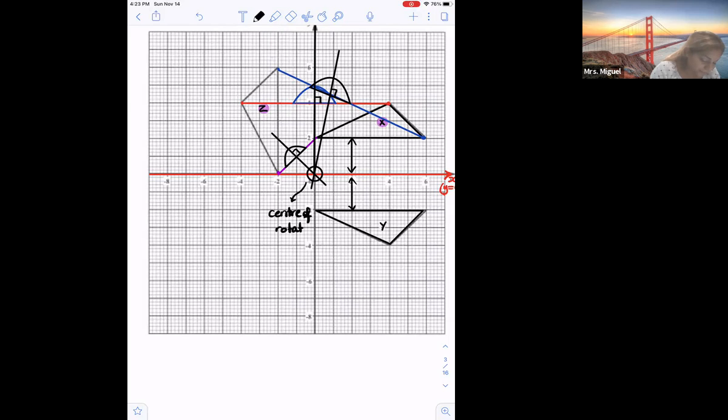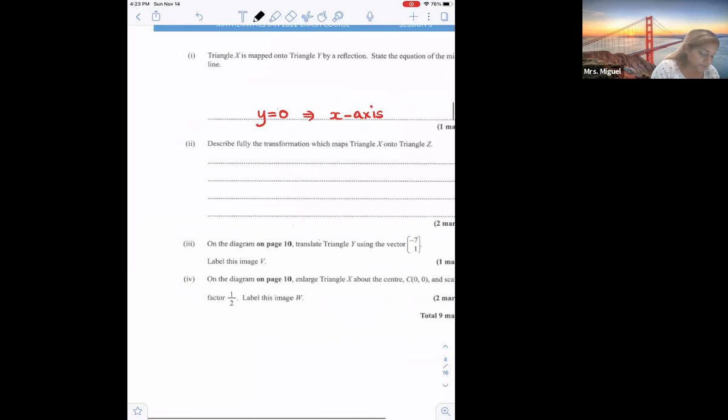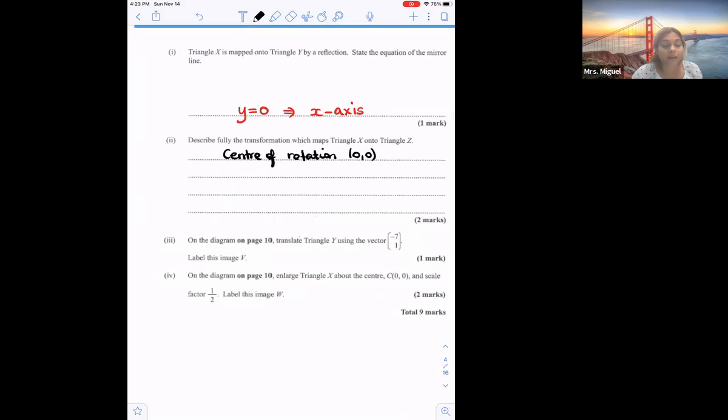So you will get 1 mark for that. The center of rotation is 0, 0. So this is the center of rotation, the point 0, 0. Notice that it is worth 2 marks, so you have to write 2 things, right?